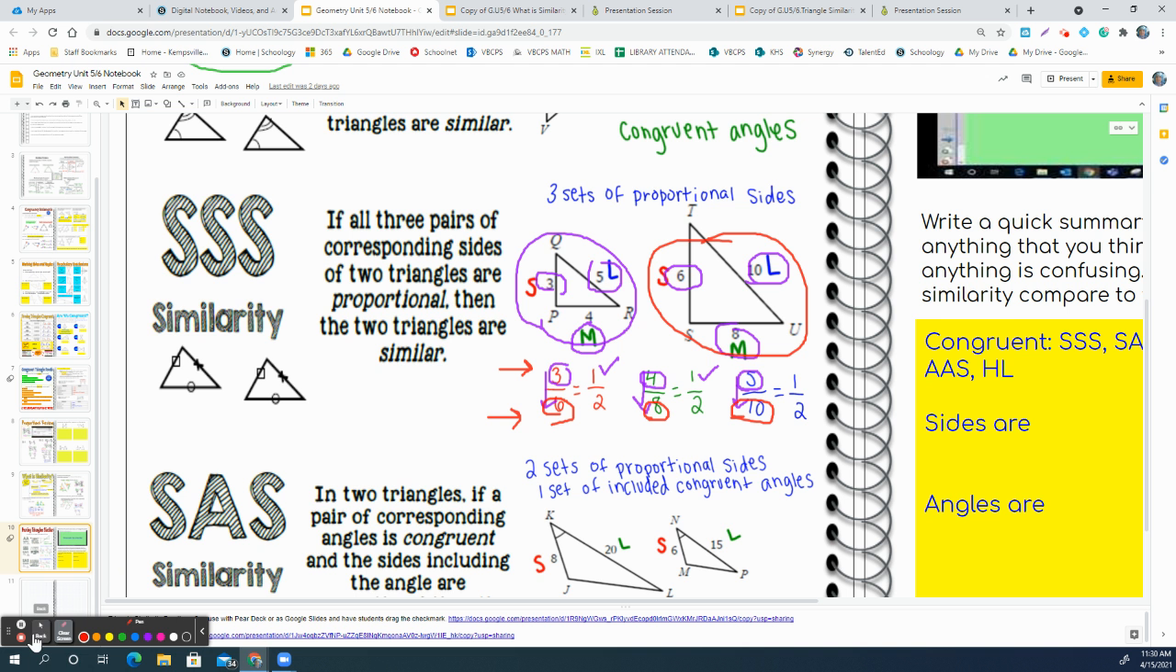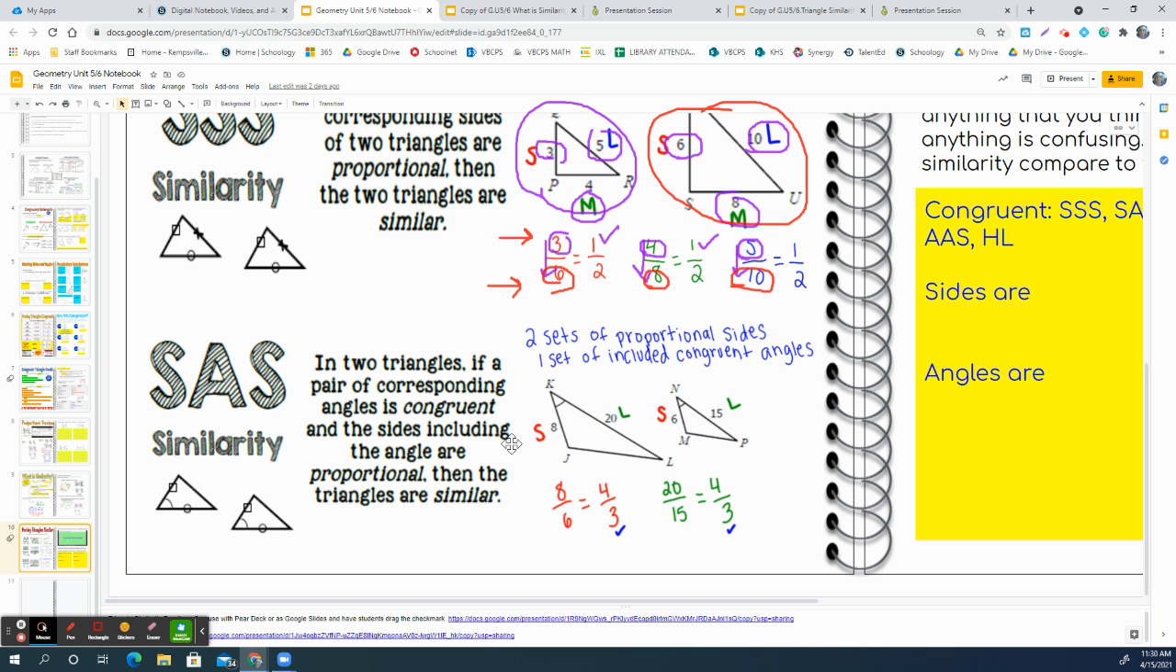Okay. Last one is a combination. Here we've got 1 angle in each triangle, and we've got 2 sides. So here you've got to do a combination. You know you've got 1 set of angles, so that's your angle. Now I've got to prove my sides are proportional.